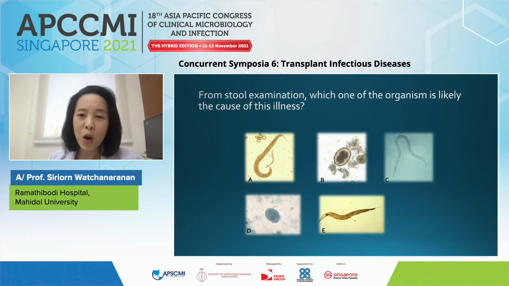So I want to ask you all, from stool examination, which one of the organisms is likely the cause of the illness? You can see that there are several larvae in there. There are a few eggs, hard-shell and bigger size, probably not the cause of this illness. But the 3 larvae are interesting when you need to differentiate between the types of larva, whether it is whipworm, hookworm, or strongyloides.